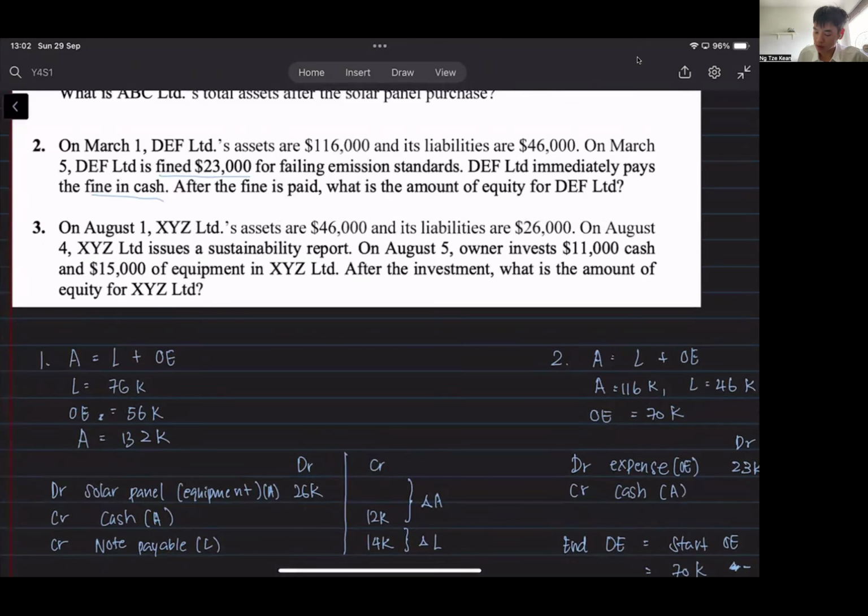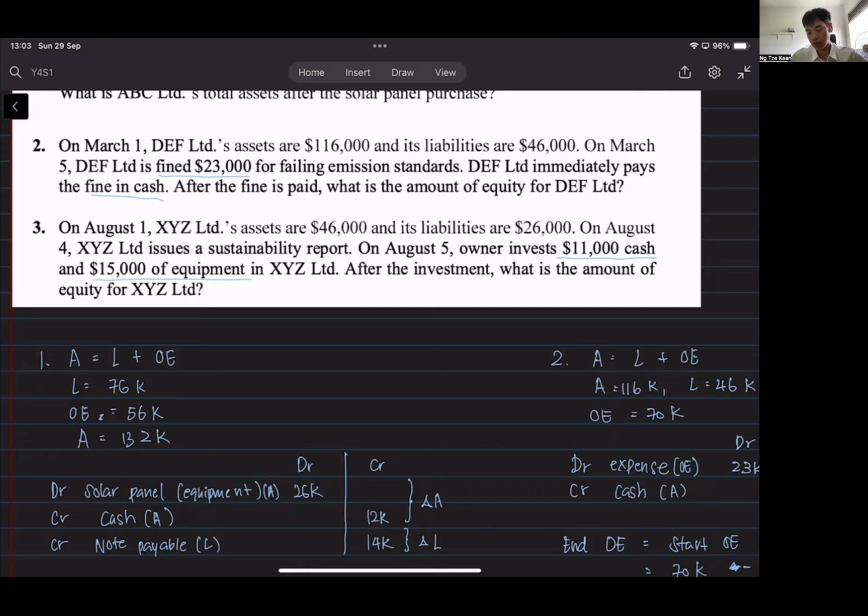Right. And moving on to the final question, we are told about the assets and liabilities, and in this question, we are told that the owner invests in two things, right? So the owner invested 11,000 in cash and 15,000 in equipment. So there are two components to this investment, and you might be tempted to just add cash to the asset and then assume that you paid for the equipment with cash. But over here, the question said that the owner actually invested in both. So the company did not use cash to buy this equipment.